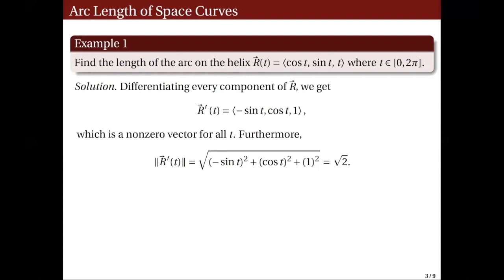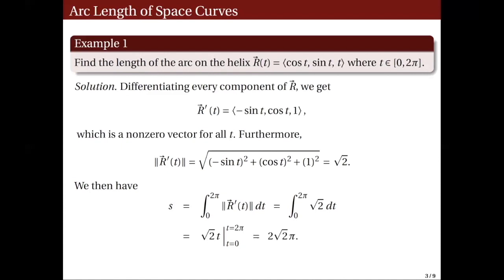Hence, the arc length, which we denote by S, is equal to the definite integral from 0 to 2 pi of the function square root of 2. Well, this is very easy to integrate. You just multiply the square root of 2 by t, and you evaluate this from t equal to 0 to t equal to 2 pi. We get the number 2 times the root of 2 times pi. Hence, the length of the arc on the helix corresponding to the given parameter interval is 2 times the root of 2 times pi units.